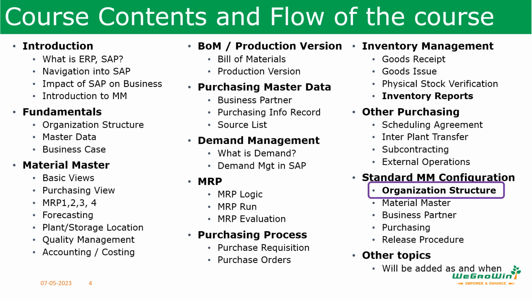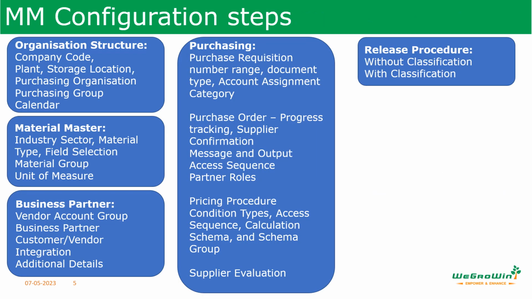As part of the course flow, now we are discussing organization structure. Various steps involved in MM configuration are shown here. The MM configuration starts with organization structure, then material master, business partner, purchasing documents like purchase requisition and purchase order related configurations, and release procedure is the additional thing we are going to discuss here. Let us start discussing configuring the MM organization structure.